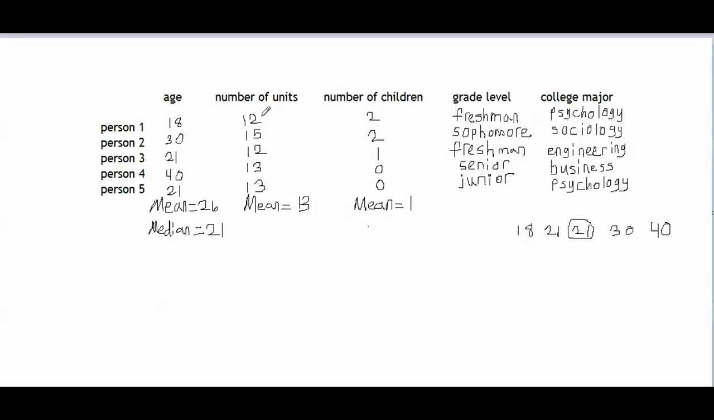How could we find the median of the data values in this column? First, we have to put the values in order from lowest to highest. The middle value is 13 because 2 data values are below 13 and 2 data values are above 13. Since 13 is the middle data value, it's the median.